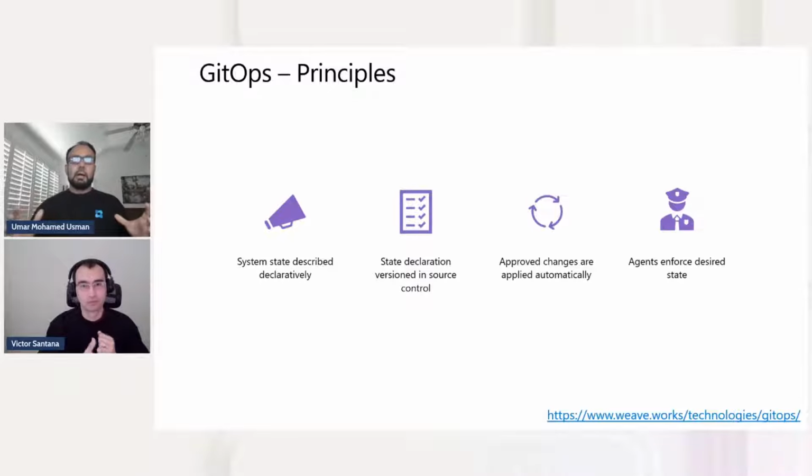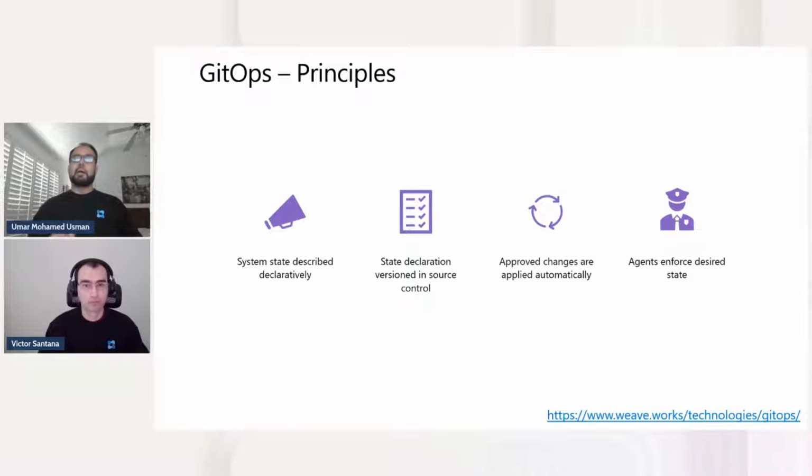And also the state declaration is versioned into source control. So your YAML files or Helm charts are under version control and source control. It's a common standard for version controlling. You can always roll back if all of a sudden you went into production and you realize, yep, this is not working the way we wanted to. I want to roll back to the previous version. You can simply do a git revert, and it goes back to the previous version. And as soon as you revert, that state will reflect in your cluster.